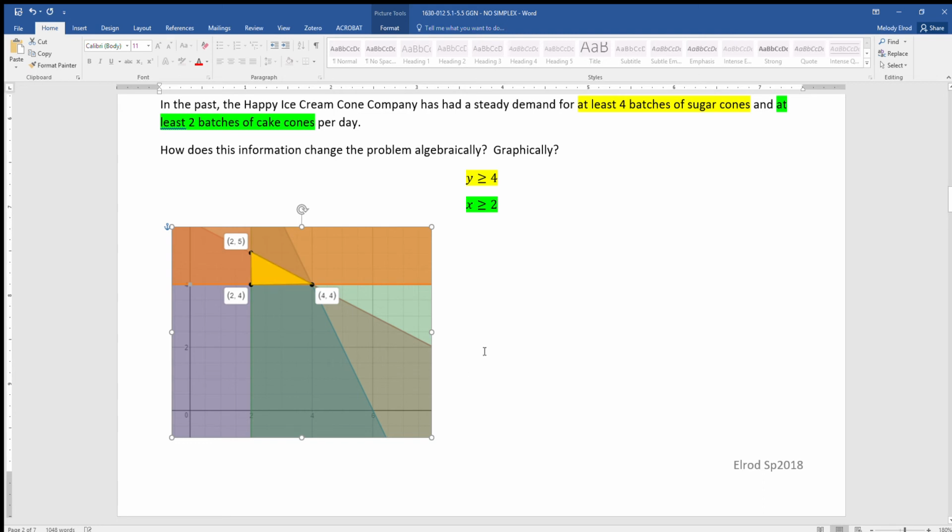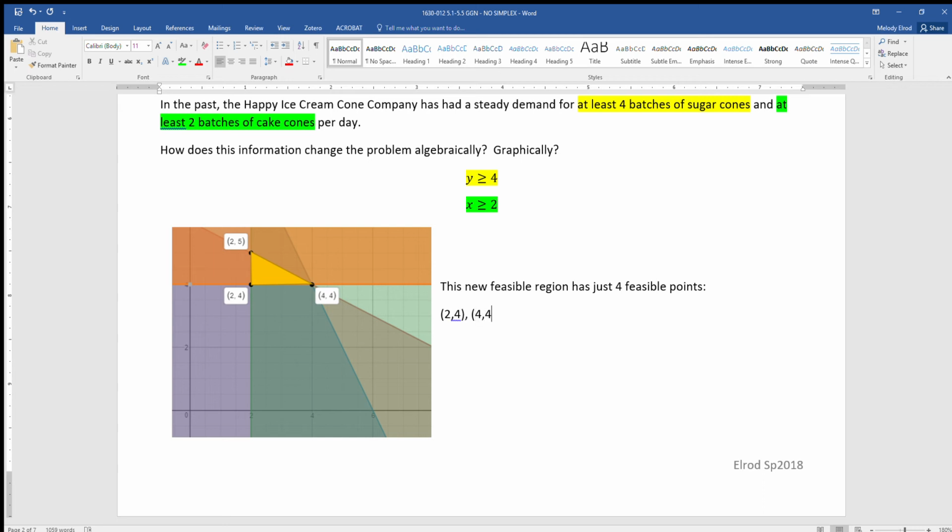Or not. There we go. Okay. And so this new feasible region has just 4 feasible points. And so that's going to be 2, 4, and 4, 4, and 2, 5, which we can see as the corners, right?